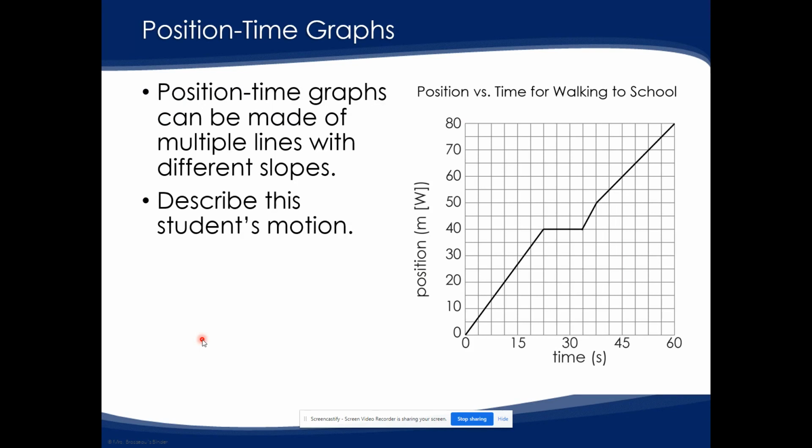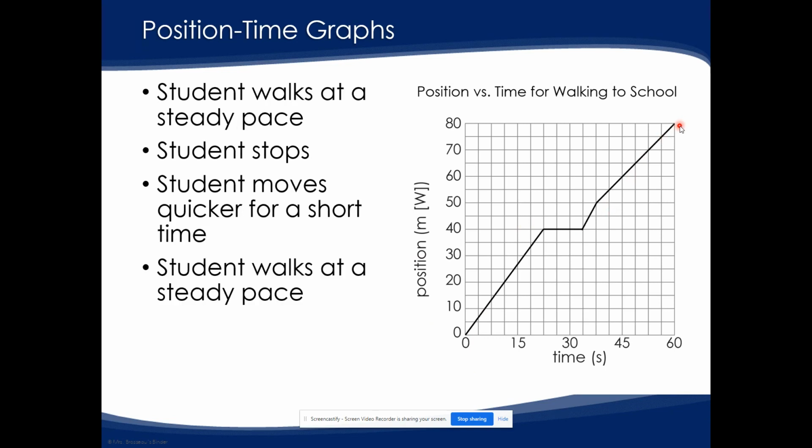You can also have multiple lines with different slopes. So this person is not walking at a regular pace the entire time. Well, let's look how we can break it down. So they're keeping a pretty steady pace because it's a straight line between these 2 points. And then they stop. Let's say that they're waiting for a car to pass or answering a text message or checking to see if they brought lunch.